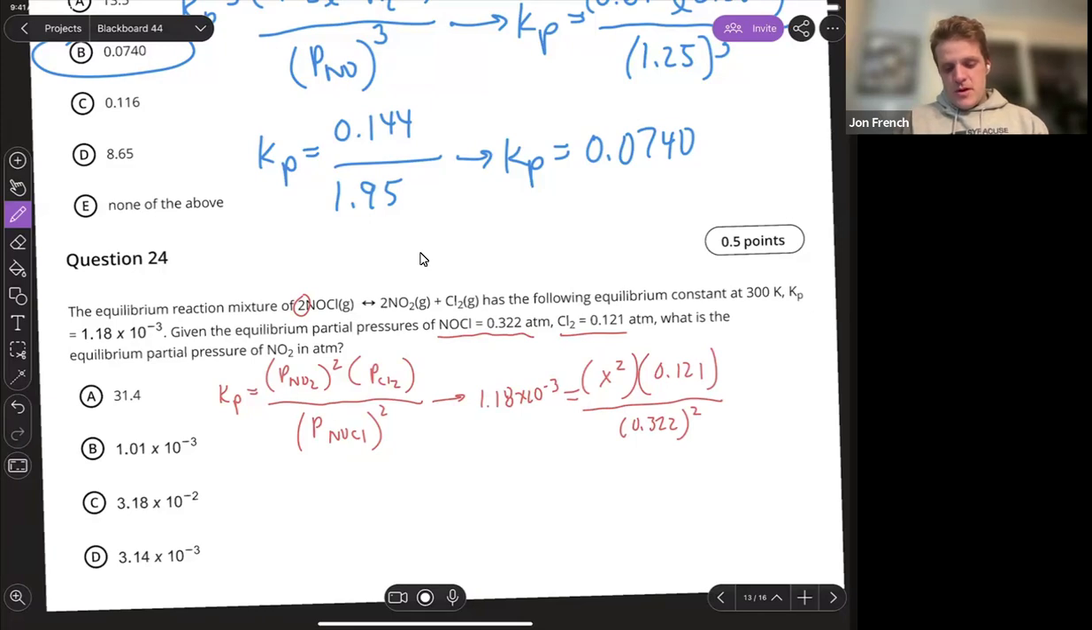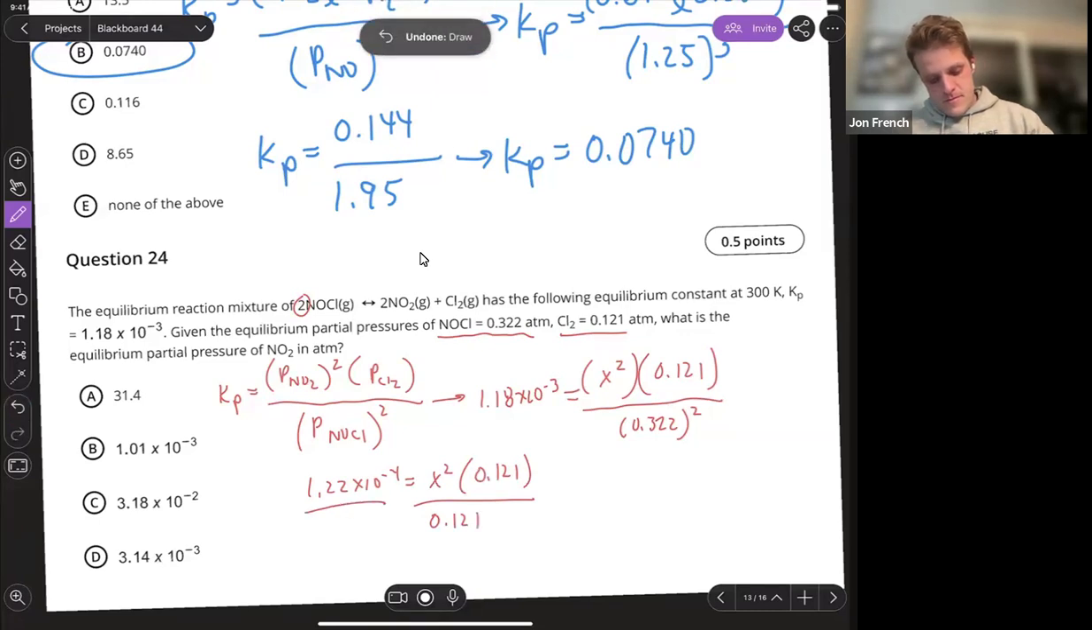Let's see, multiply. So 0.322, we'll square that, and then multiply that across. So multiply that by 1.18 times 10 to the minus 3. And I get 1.22 times 10 to the minus 4 equals X squared. Divide both sides by 0.121. We get X squared equals, so divide that by 0.121, X squared equals 1.01 times 10 to the minus 3. Square root of both sides, and that'll be X.